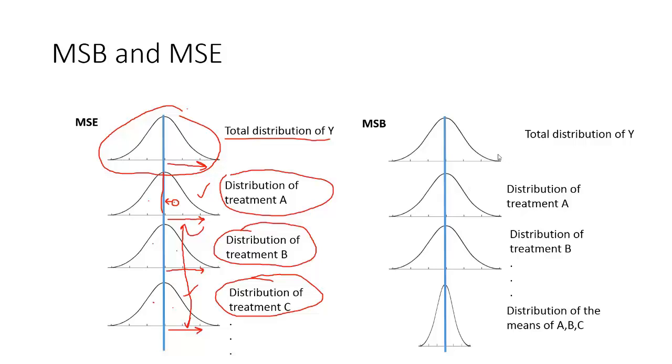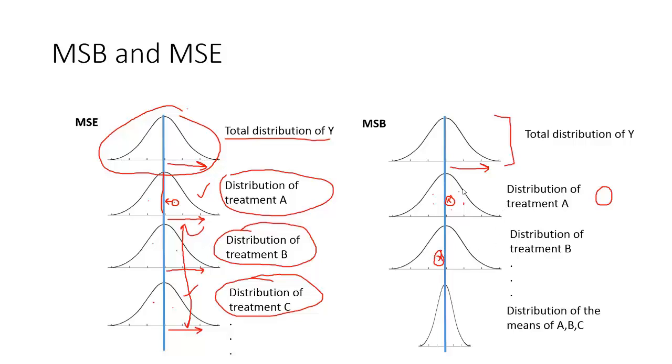Okay, now let's step to mean square between. Here's the total distribution of Y, and you're interested in capturing the variance of the total distribution of Y. The way you're going to do that is you're going to take a sample mean of distribution A. And as you've known from the earlier part of this course, if you take 5 or 6 data points on A and compute a sample mean, that sample mean need not exactly fall on the population mean, right? So you might get another value here for distribution B.